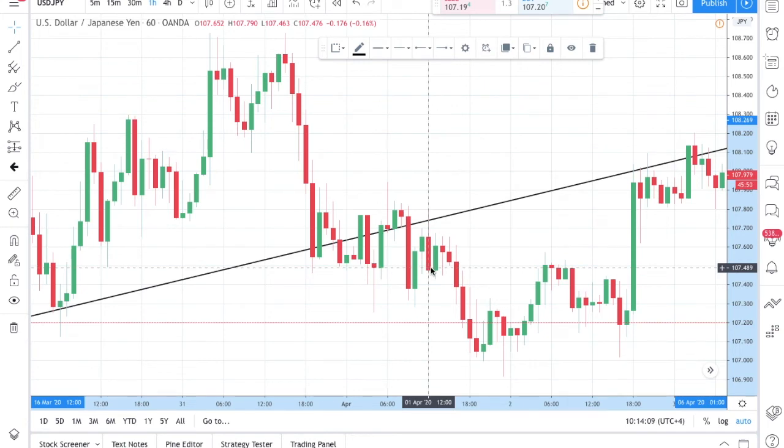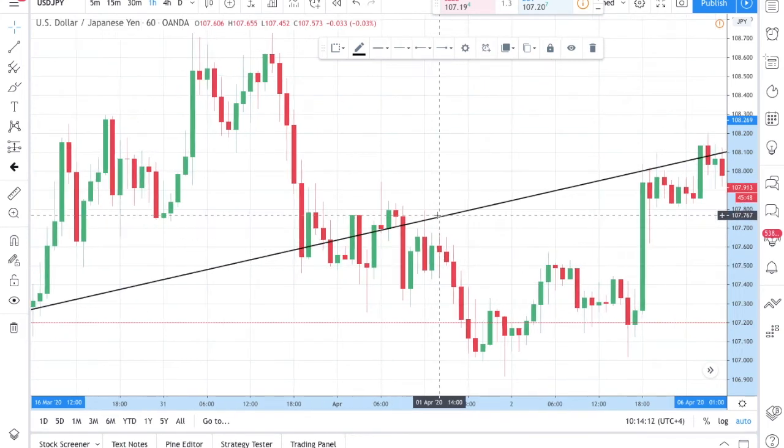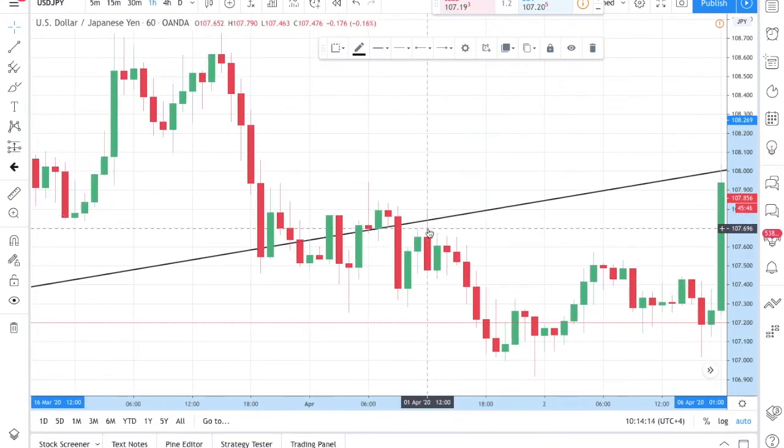You see guys? I'm zooming so you can easily see it. It touched our trend line with the tail, if you can see the tail, and it came down until this rate. So this is our resistant trend line. It was support and now we have a breakout. So this is our new resistant line.